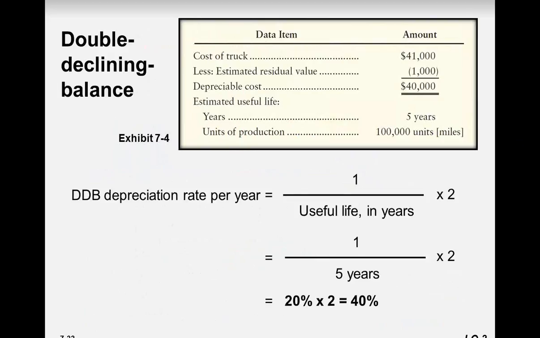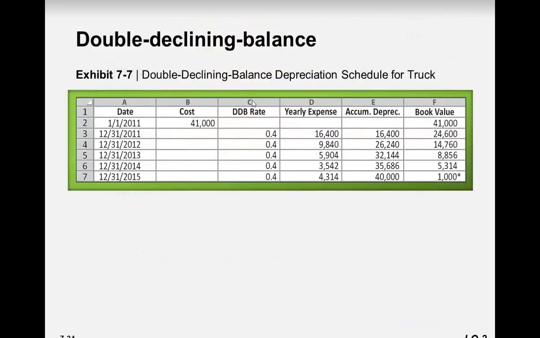40%, we would use 40% in this problem. So in this, our rate stays constant. We started with the whole 41,000. We did not start with 40,000 because we did not take the depreciation off. Remember earlier I said in accelerated methods, the residual value is not taken off up front, and this is an example of that. So we take 41,000 times 40% to get our 16,400. We subtract that to get our new book value.